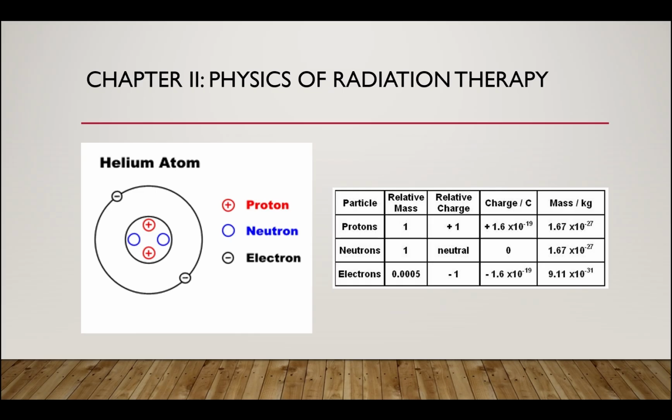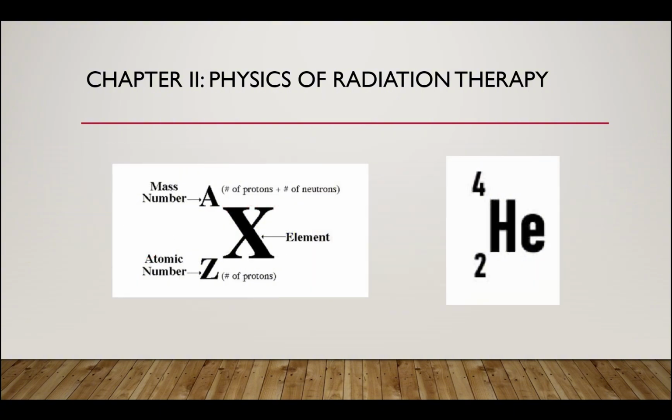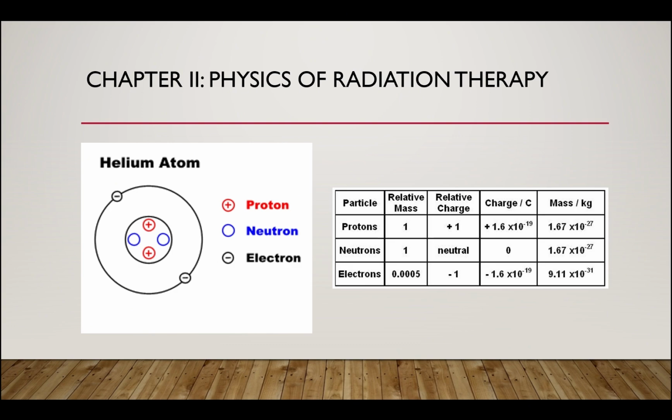As you can see, the X here is the alphabetical abbreviation of the element, while the A is equal to the atomic mass number, which is equal to the number of nucleons, while the Z here represents the atomic number, or the number of protons in the element. So a helium atom has an atomic mass number of 4 and an atomic number of 2.